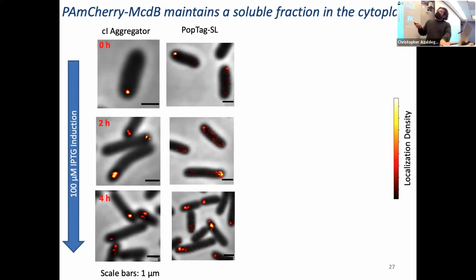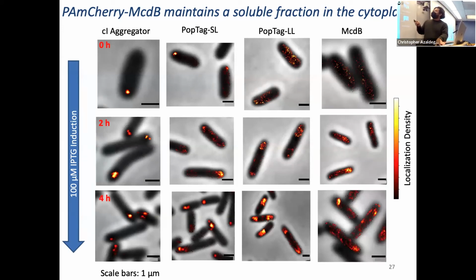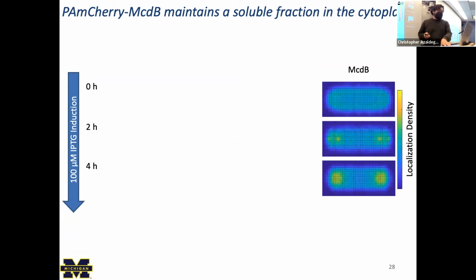Similarly, for POP-TAG, we also get a highly dense focus forming, even at the no induction sample. However, we do see a larger fraction of molecule density in the cytoplasm. And then for the long linker, whenever we don't induce, we see a pretty homogeneous distribution of this protein at the single molecule level, which as we increase concentration, we start seeing these highly enriched regions at the poles, consistent with the phase transition happening. And then finally, for MCDB, we get the same effect happening as we increase overall concentration of the protein.